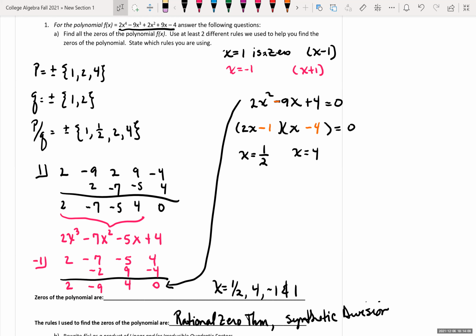Part B wants us to rewrite f of x as a product of linear and or irreducible quadratic factors. Well, we already did pretty much most of the work here. We have these factors and we have these factors. And so we could rewrite f of x as a product of 4 linear factors. It doesn't matter the order. So the quantity x minus 1 times the quantity x plus 1 times the quantity 2x minus 1 times the quantity x minus 4.